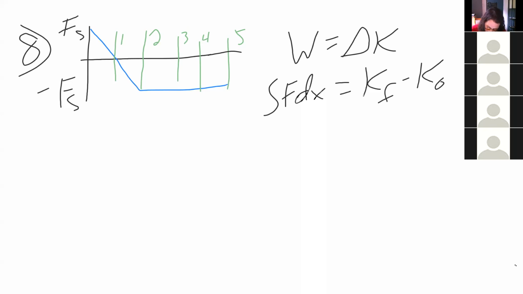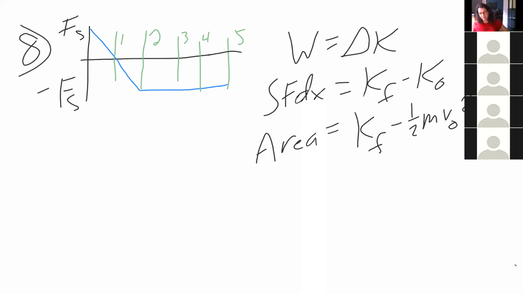So instead we could say that this is the area. We want to find, for part A, the kinetic energy at some location. So we're looking for Kf, K final. And we're given an initial velocity, and I believe we're also given a mass. So we plug those into 1/2 m v initial squared to find the initial kinetic energy.